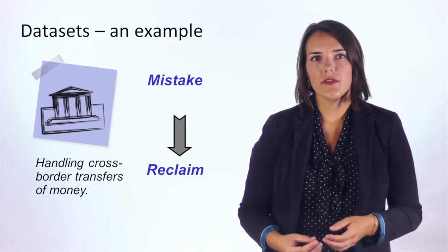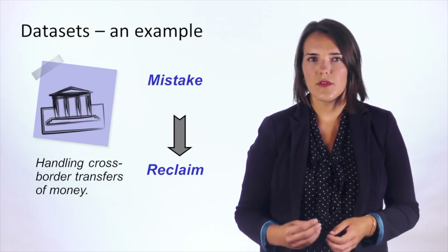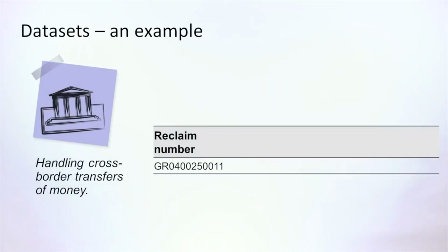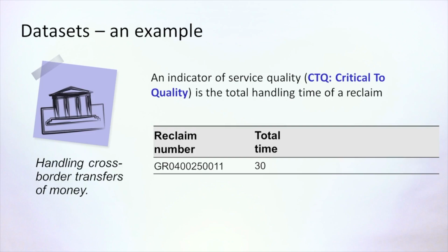You will assign each reclaim a unique number for administrative purposes. This is the first piece of your dataset, and it should look like this. Of course, for the client, it is important that the reclaim is handled quickly, and therefore a crucial indicator of service quality is the total handling time of a reclaim. In a Lean Six Sigma project, such a characteristic is often called the CTQ, or the critical to quality characteristic. For the first reclaim, you can see that it took the team 30 days to solve.